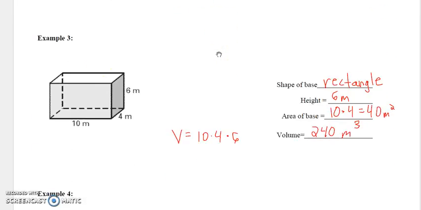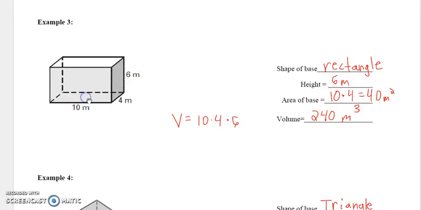And so here's another one. I used the 10 and the 4, the floor and ceiling, as my bases, and then I use the 6 as my height. If length is in meters, then area is in meters squared, and volume is in meters cubed.